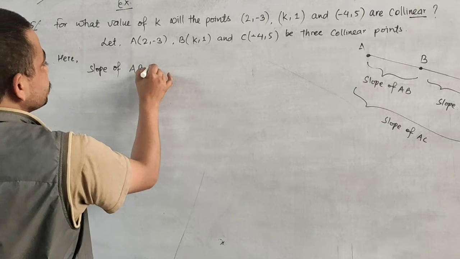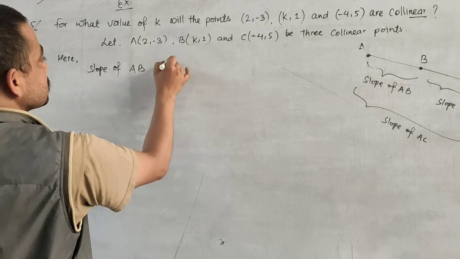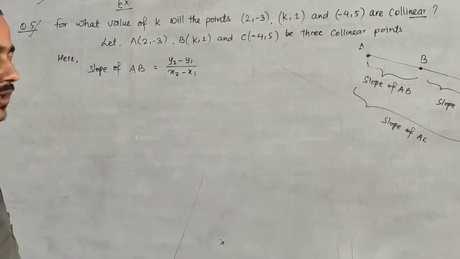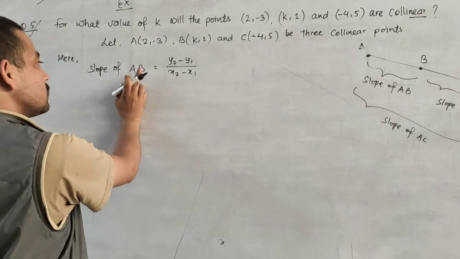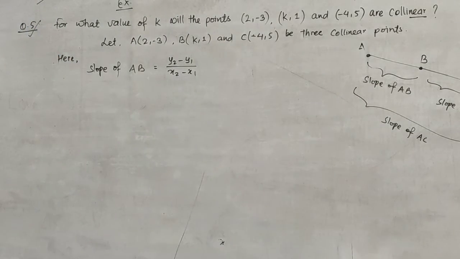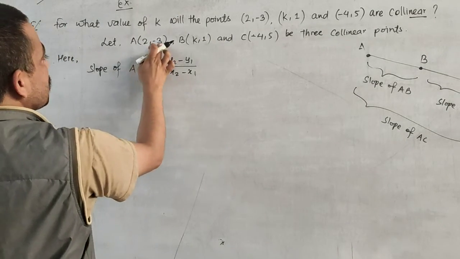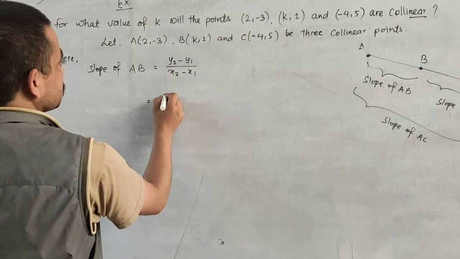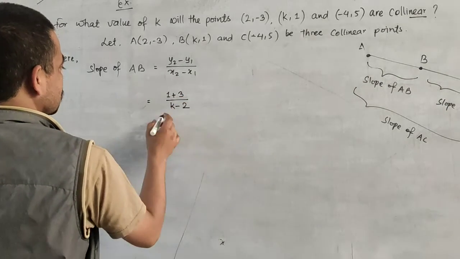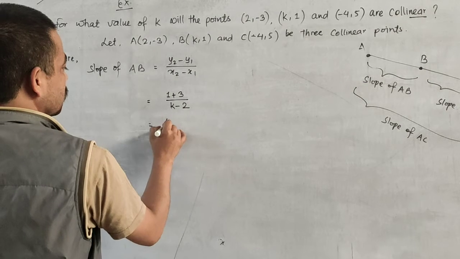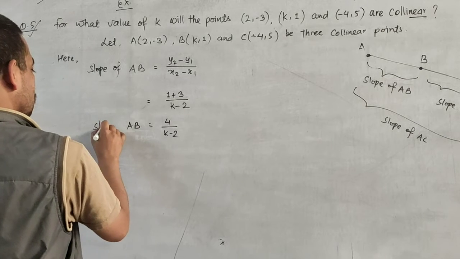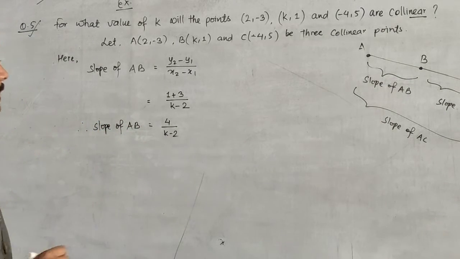Then slope of AB is y2 minus y1 upon x2 minus x1. While finding the slope of AB, call point A as x1 y1 and point B as x2 y2. Point C is not used here. So x1 y1, x2 y2, so y2 minus y1 upon x2 minus x1, it is 4 upon k minus 2. It is the slope of AB.